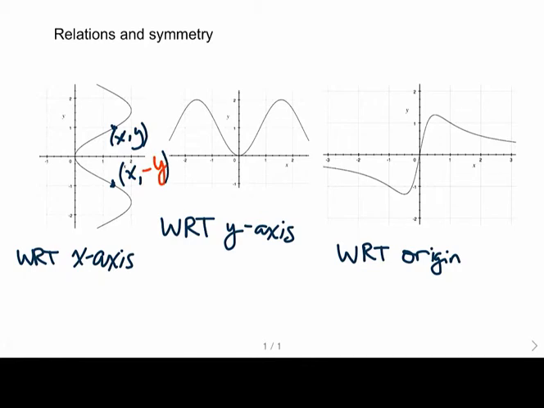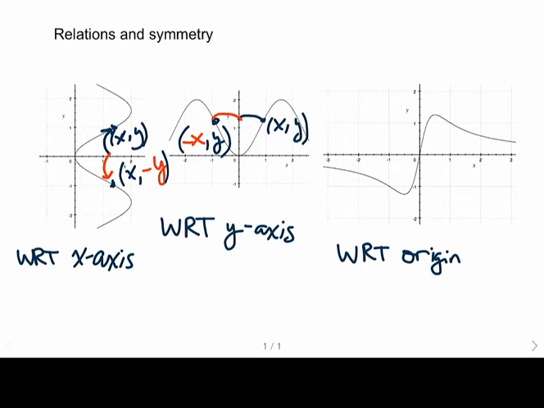In other words, being symmetric with respect to the x-axis means that a y-coordinate would change. Think of it as a reflection. If a relation is symmetric with respect to the y-axis and it contains some point (x, y), then this kind of symmetry indicates that it will also contain the point (-x, y). In other words, if I'm symmetric with respect to the y-axis, then the x-coordinate would change signs.